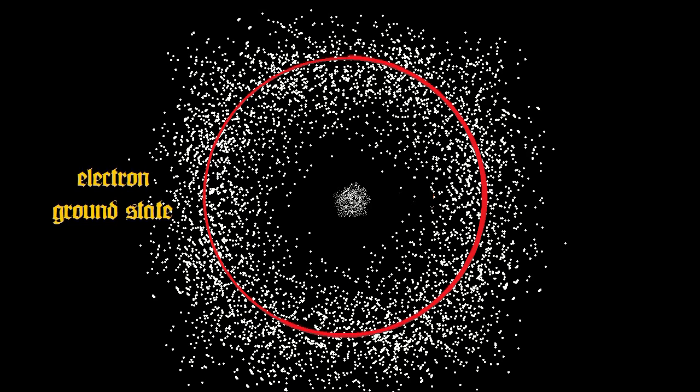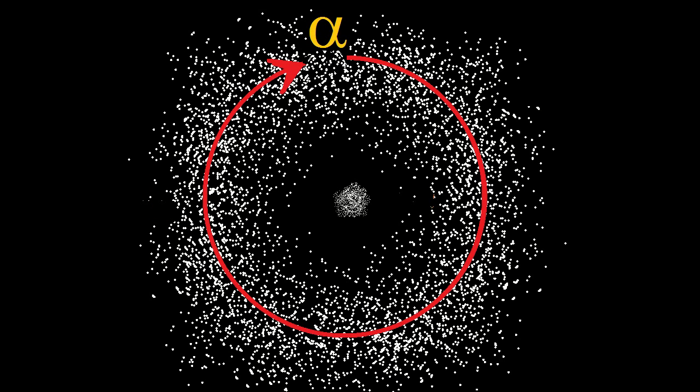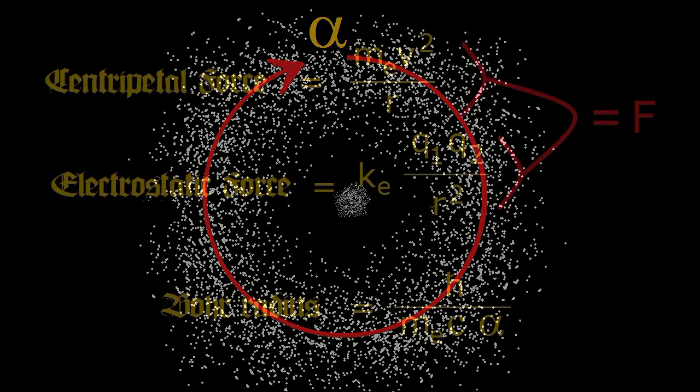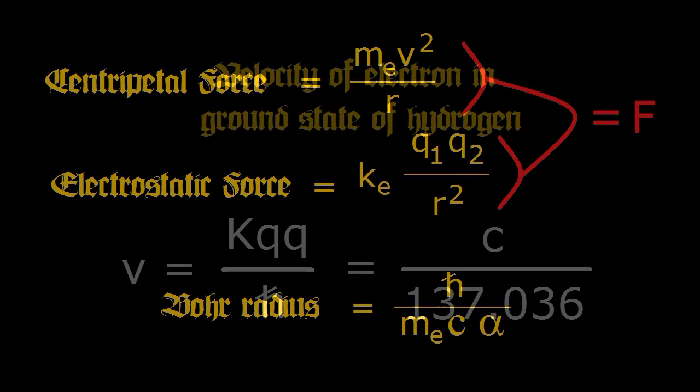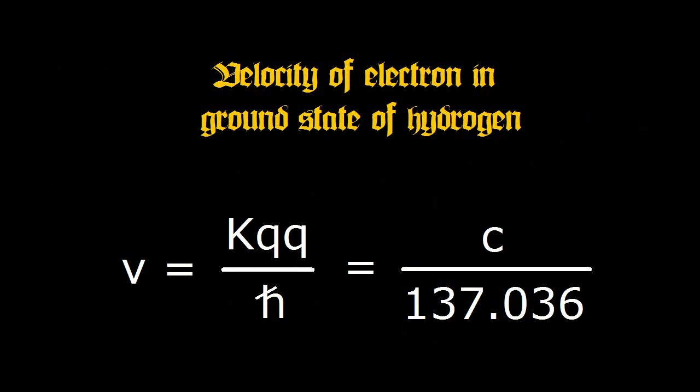The fine structure constant is then the orbital velocity of the electron's locus in the hydrogen ground state. We obtain this velocity by making use of the equality of the centripetal force and electrostatic force in the hydrogen ground state and the Bohr radius. This results, after algebraic manipulation, in a velocity of 1/137th of light speed for the electron in the first Bohr orbit.